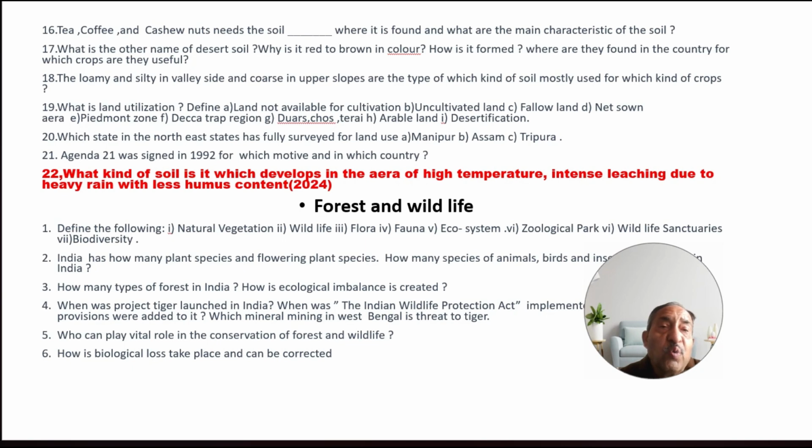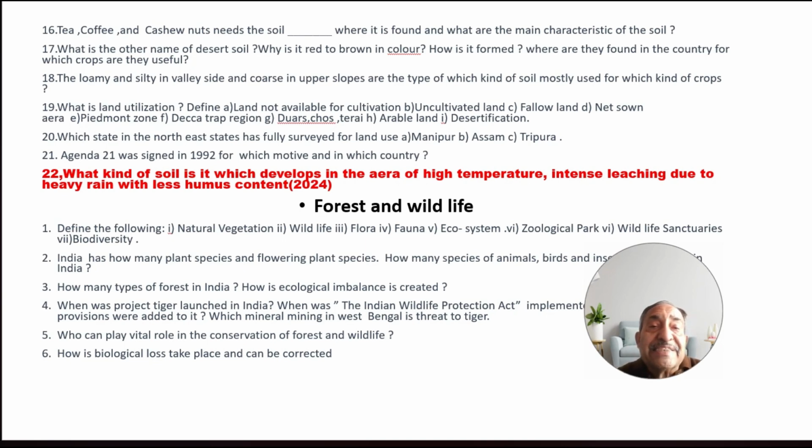Next, what is the other name of desert soil? Why is it red to brown in color? यानी कि desert का soil red और brownish color में क्यों होता है? How is it formed? Where are they found in the country? For which crops are they useful? कौन सी crop के लिए वो useful होता है?